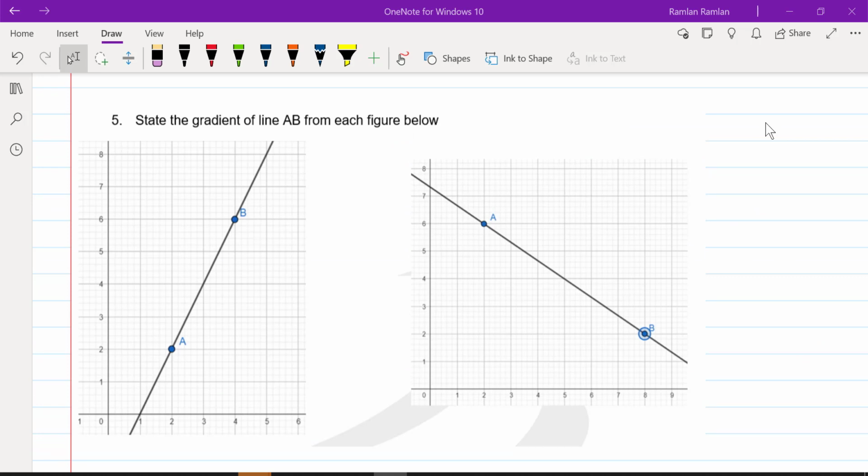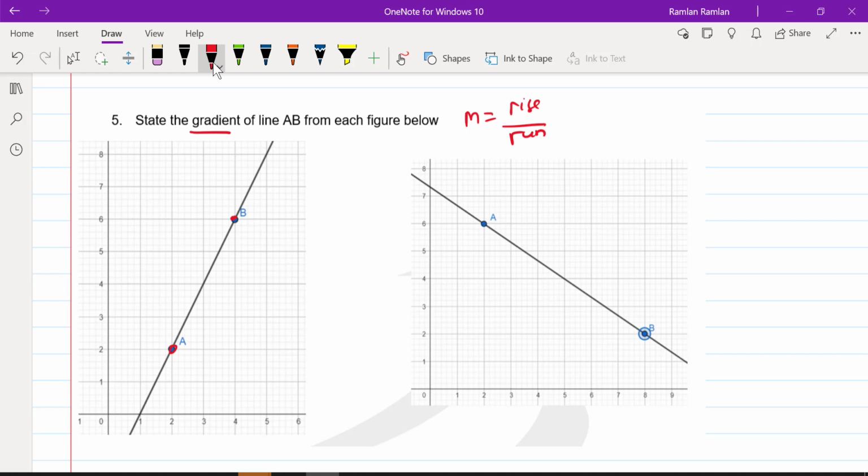Okay, for number 5, I'm only going to give you 2 questions here. Actually, there are 4, but I don't need to discuss them because they are pretty easy. The question is, state the gradient of line AB from each figure below. Let's start from this one here. Remember that the concept of gradient is rise over run. You start from one point and see how many units it rises and how many units it runs to the other point. In here we have point A and point B.